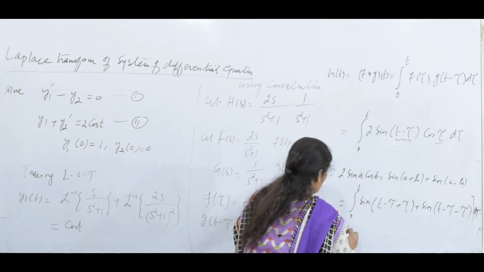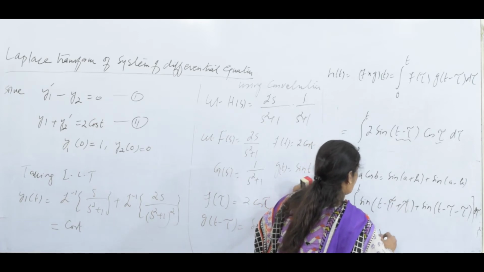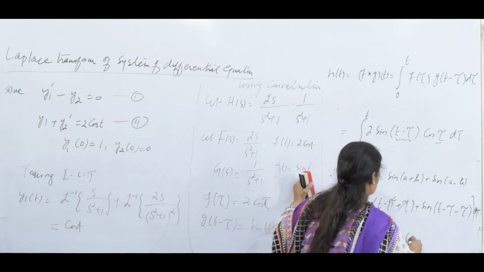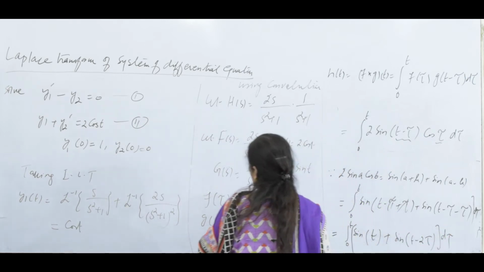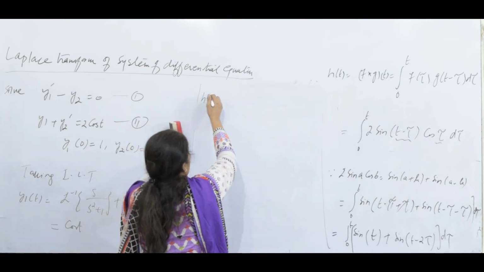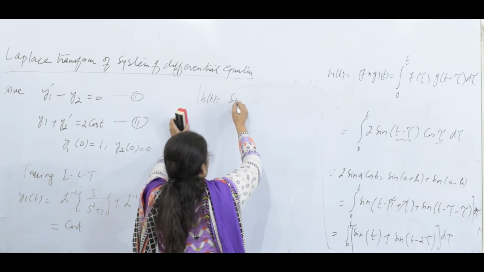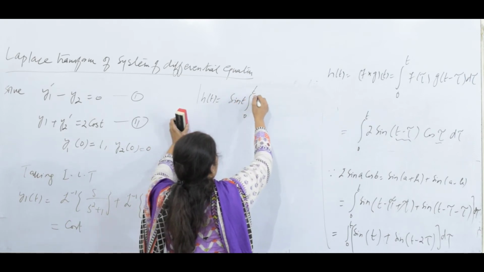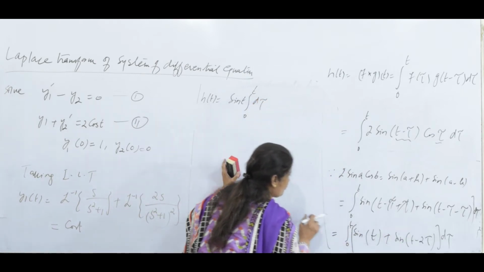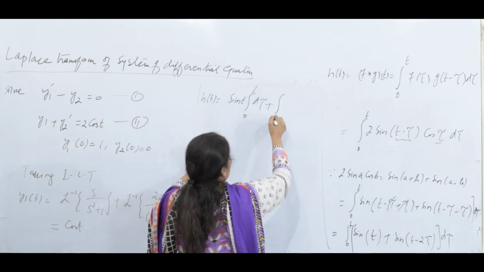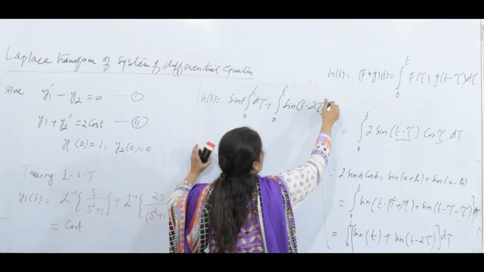So this is 0 to t, sin tau plus t, plus sin t minus 2 tau, and d tau. So h of t, which is the Laplace inverse, let me separate the integral. Sin t is there, 0 to t d tau, because this is constant I have taken it out, and d tau is there 0 to t, plus 0 to t sin t minus 2 tau d tau.